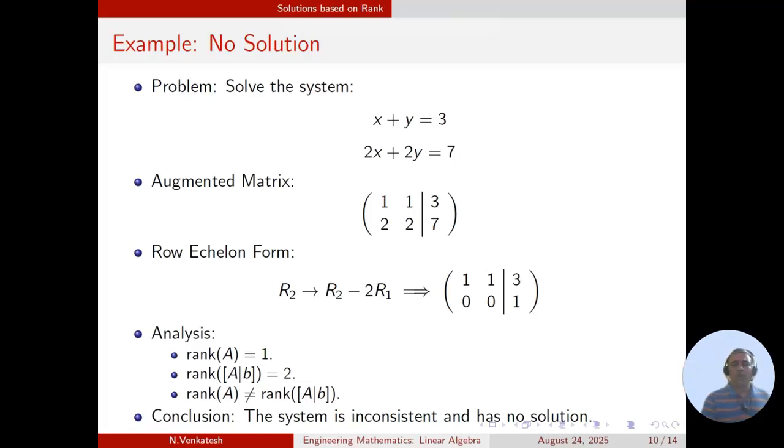So this is how one can use the rank to say something about the number of solutions of a system of linear equations.